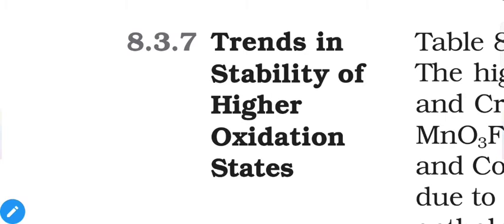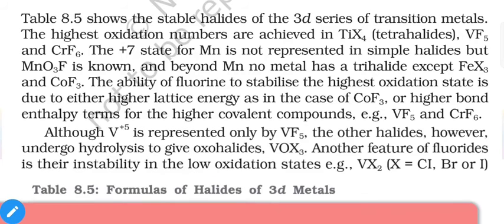Next is the trend in stability of higher oxidation states. Higher oxidation states can usually be achieved using strongly electronegative elements. Now why do we need strongly electronegative elements? Because as we remove the electrons, the nuclear positive charge will be more and more dominant.